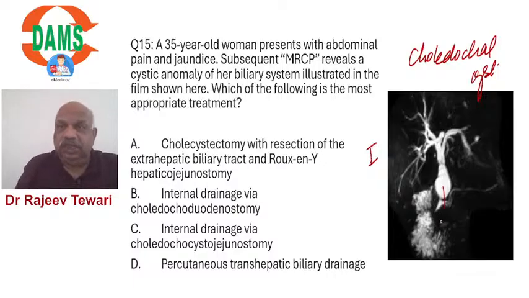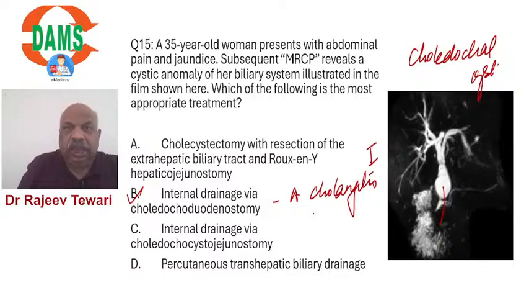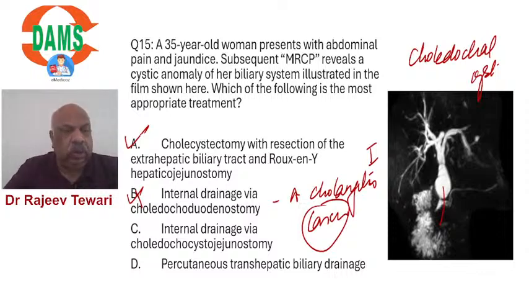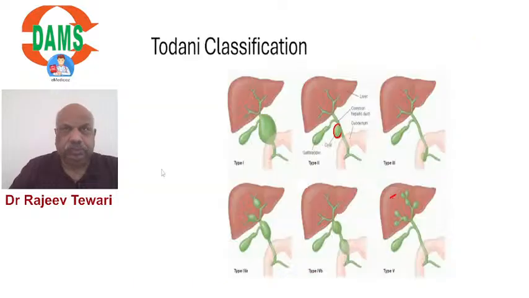If I drain this cyst into the duodenum or jejunum in the hope of facilitating drainage, then the risk of cholangitis is very high, plus cancer risk is also there. So, we don't do this, we only do this. Remove the cyst and do Roux-en-Y hepaticojejunostomy. So, this is the Todani classification. Type 1 is more than 80%. This is what's shown in the image. You excise and do Roux-en-Y hepaticojejunostomy.